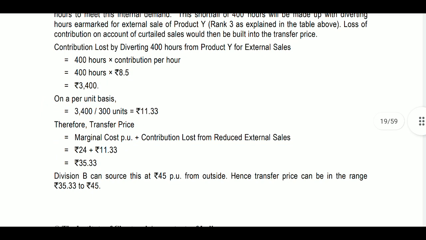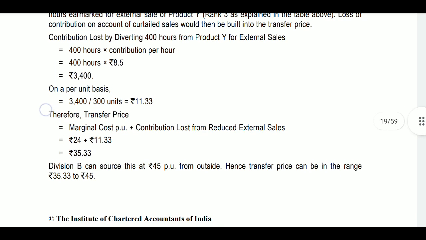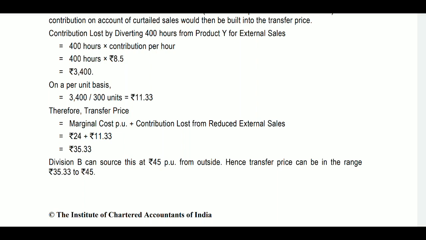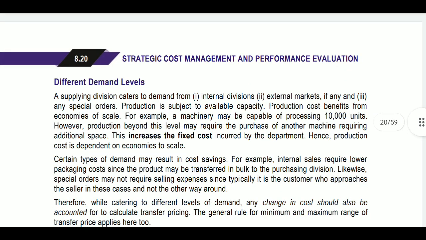So on a per unit basis it will become 3,400 divided by 300 units, that is 11.33. So the marginal cost, the variable cost of X will be 24 plus the loss of contribution, 11.33, so 35.33 will be the transfer price. Division B can source this at 45 rupees, but our transfer price will be 35. So the range will be 35.33 to 45.